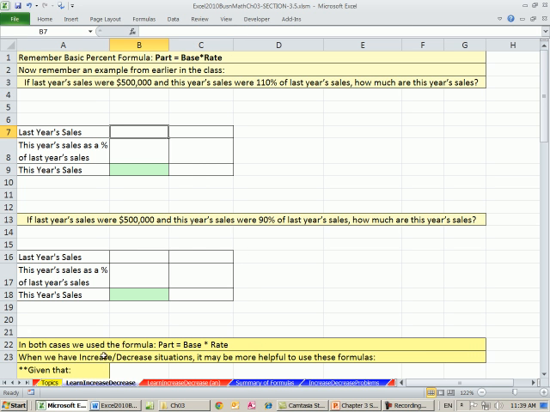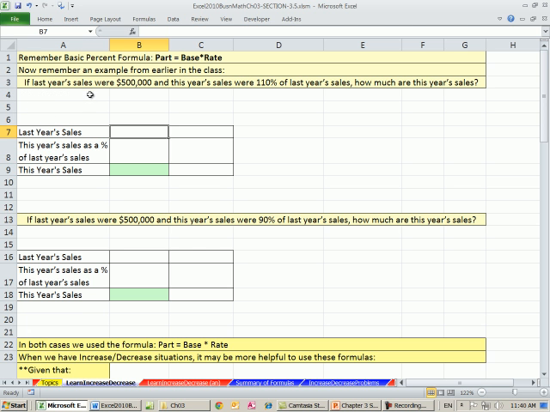We're going to start on the sheet Learn, Increase, Decrease. I'm going to start section 3.5. But before we jump into 3.5, let's look back at what we learned so far in this Chapter 3. We want to remember the basic percent formula: part equals base times rate. And we're going to remember a problem we did back in section 3.2.